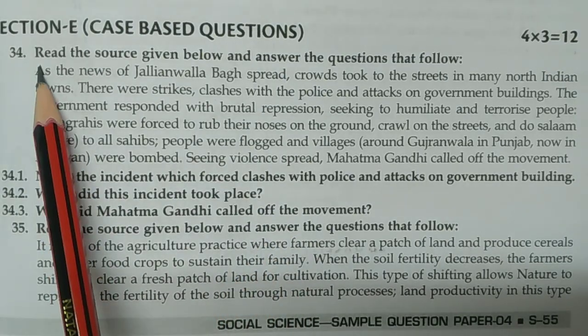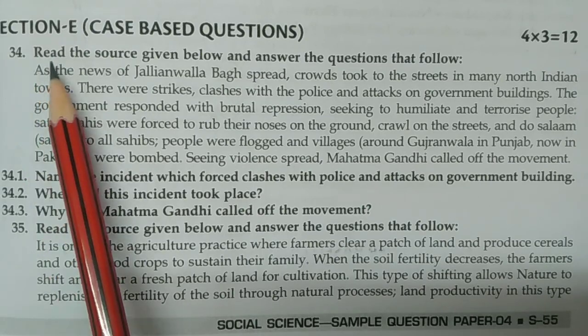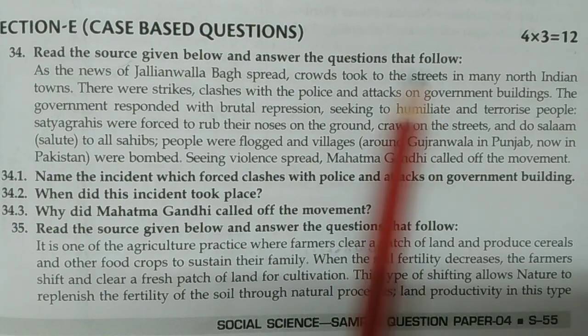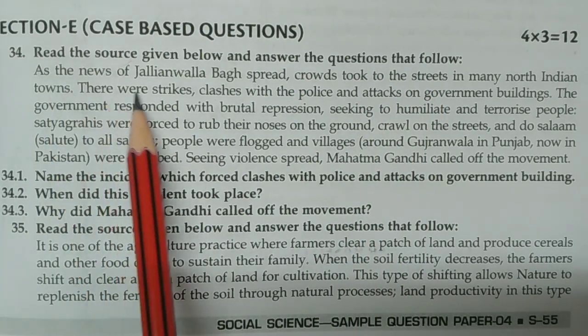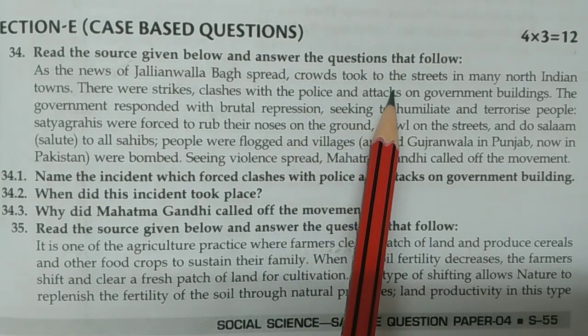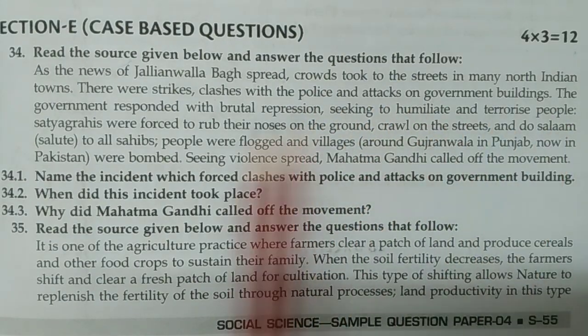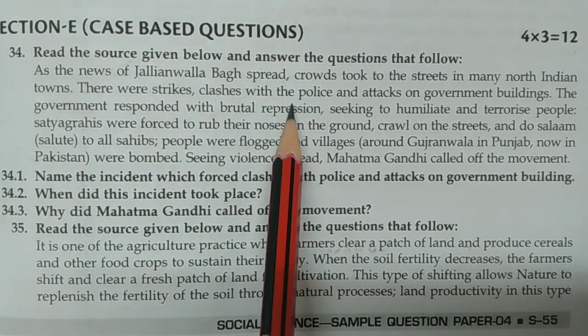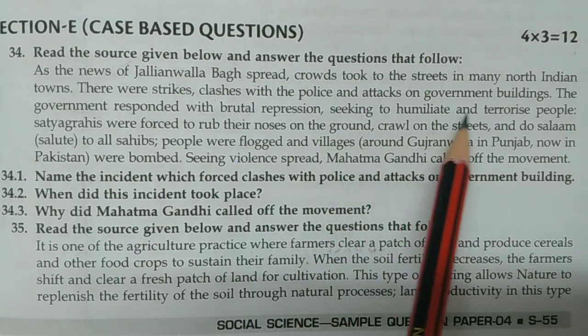Question number 34 is given. Read the source given below and answer the questions that follow. It says: as the news of Jallianwala Bagh spread, crowds took to the streets in many North Indian towns. There were strikes, clashes with the police, and attacks on government buildings.